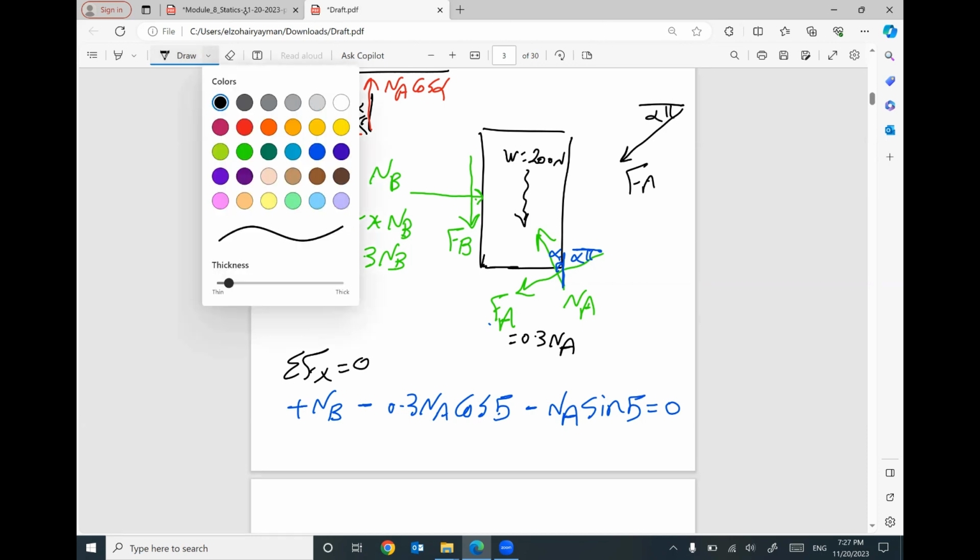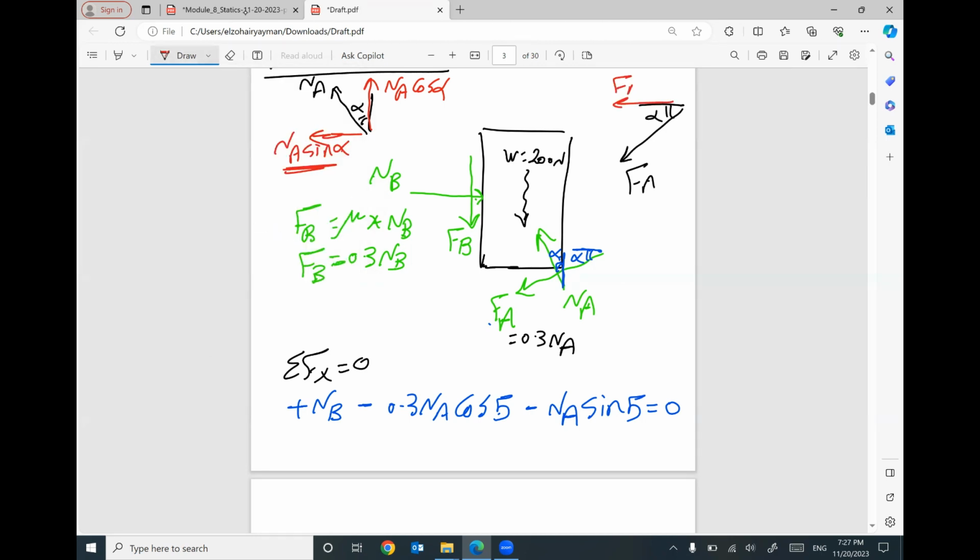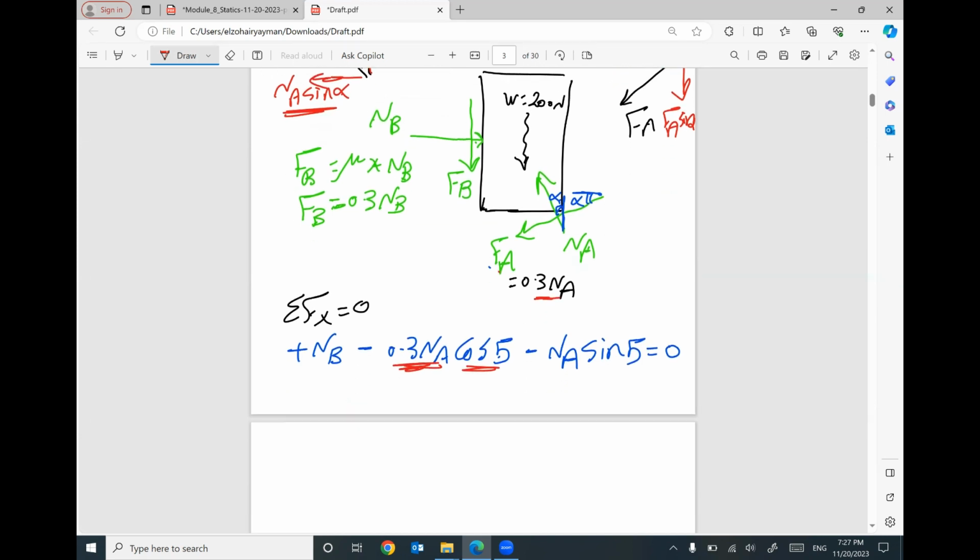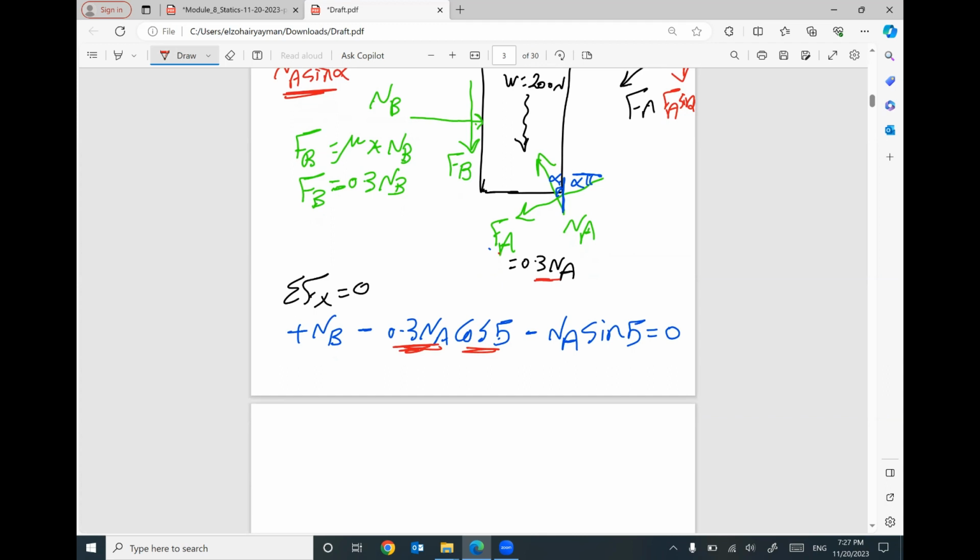Also, for the second force, which is FA, this is the angle alpha. So this value of FA will be FA cosine alpha. And we have a component here, FA sine alpha. For the x component, it will be FA cosine alpha. And your value of FA equals 0.3 NA. That makes sense? So you can simplify this equation more. Positive NB, negative. Just a moment, looking for my calculator. 0.3 cosine 5 plus sine 5. I got here negative 0.38 NA equals 0.